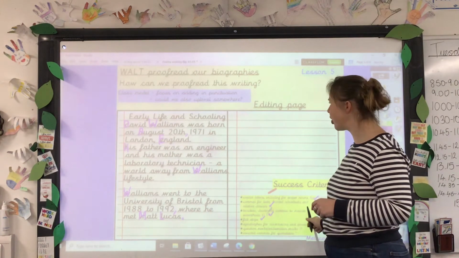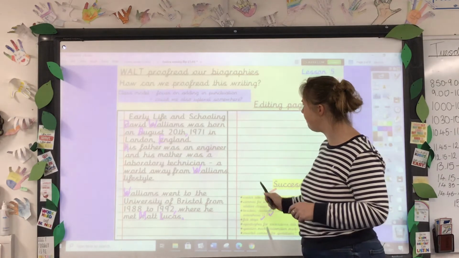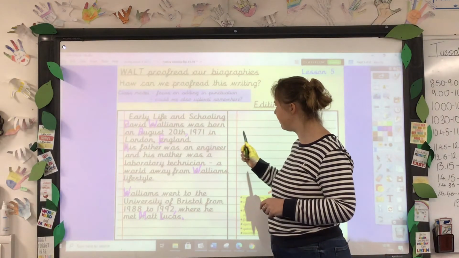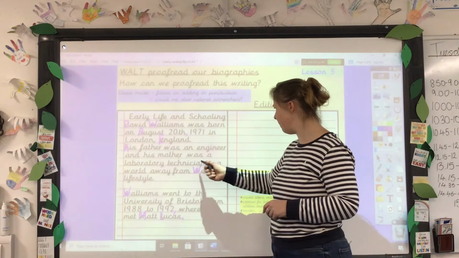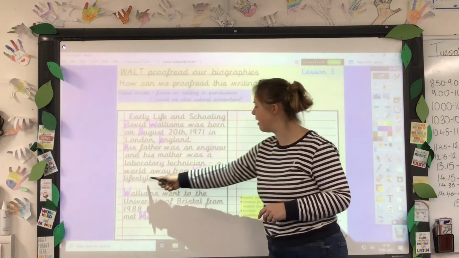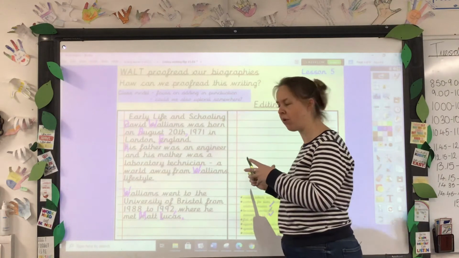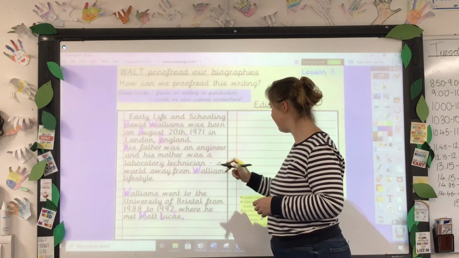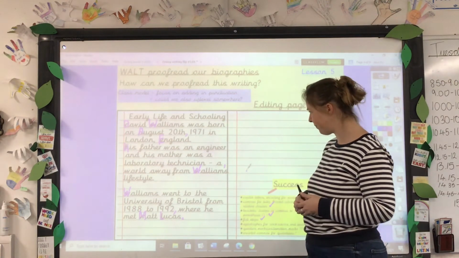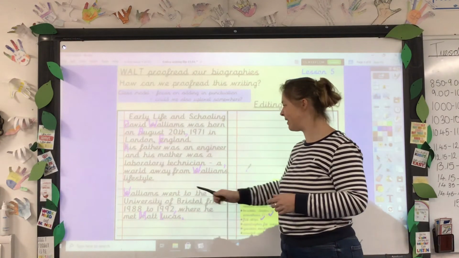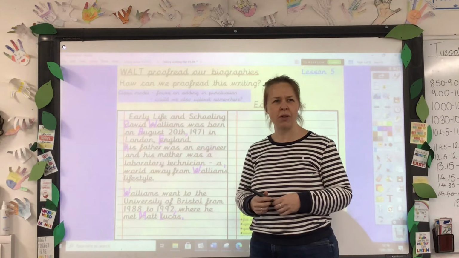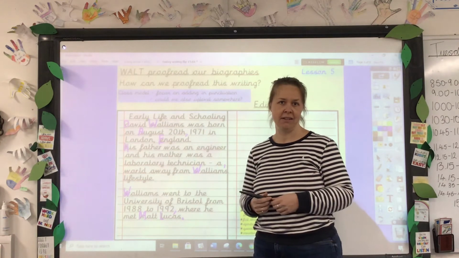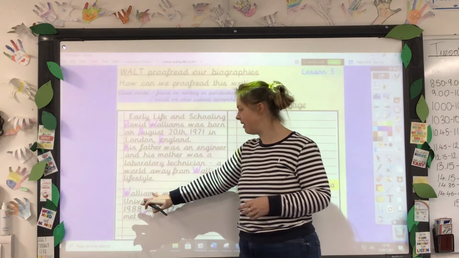Apostrophes for possession. I did see one on here somewhere, something belonging to David Walliams. His father was an engineer and his mother was a laboratory technician. A world away from Walliams' lifestyle, a lifestyle that belongs to Walliams. So I need my apostrophe there. Walliams went. Now here it is also the word Walliams, but it's not anything belonging to him here. So I don't need an apostrophe there.